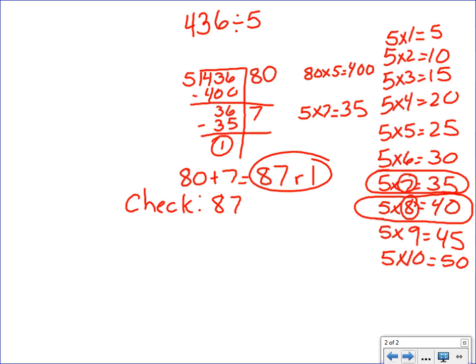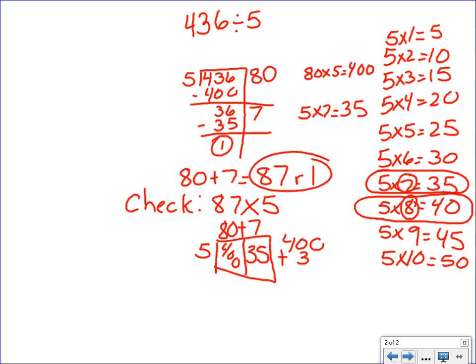by doing 87 times 5, box method. Oop, made a mistake. Hold tight. Let me erase that. There you go. Can't forget to add my remainder of 1 back in. If this number here matches this number up here, then my answer of 87, remainder 1, is correct.